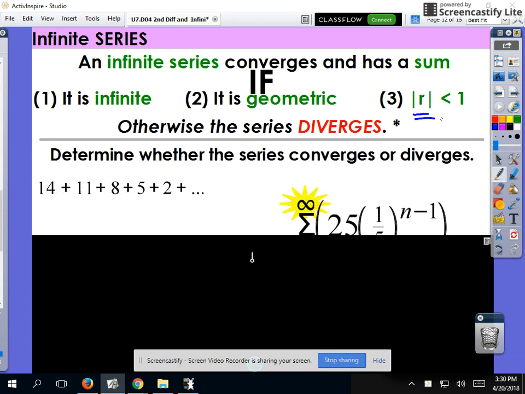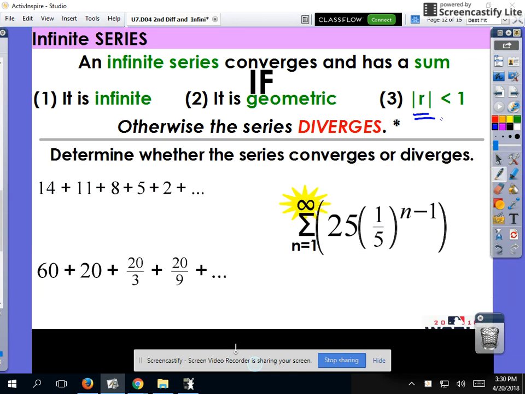Let's take a look. Determine whether these converge or diverge. So looking at this, let's check it out. We got 14, 11, 8 plus 5 plus 2. This goes on forever. And that means after the next term, we're going to be only negatives. And I think we're subtracting 3 every time. Well, that's arithmetic. So that definitely diverges. There's no series that we can talk about that's arithmetic that converges because it gets more and more negative forever. Even if it cancels out some of these up at the top, it will not approach a value.